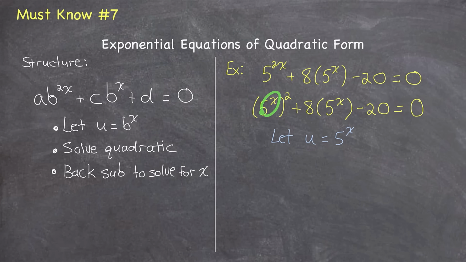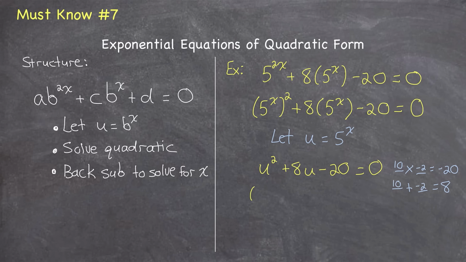And when I replace both of these with u, my equation becomes u squared plus 8u minus 20 equals 0, which looks just like a simple quadratic equation to solve. I could even solve it by factoring. Just find numbers who have a product of negative 20 and a sum of 8. And the numbers that satisfy that product and sum are 10 and negative 2. So I know this would factor to u plus 10 times u minus 2.